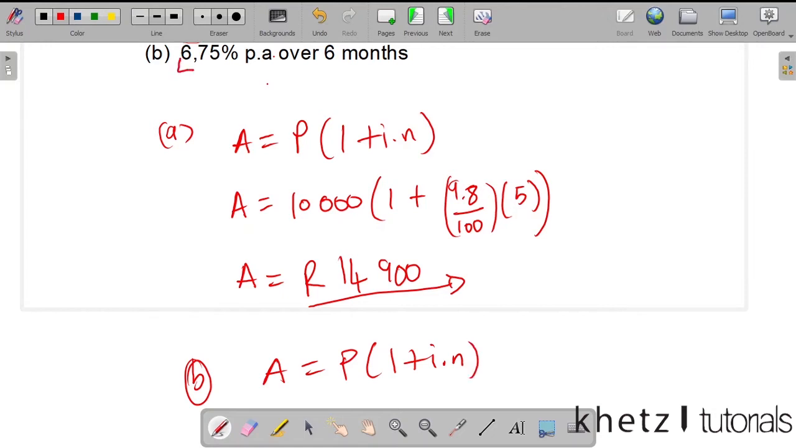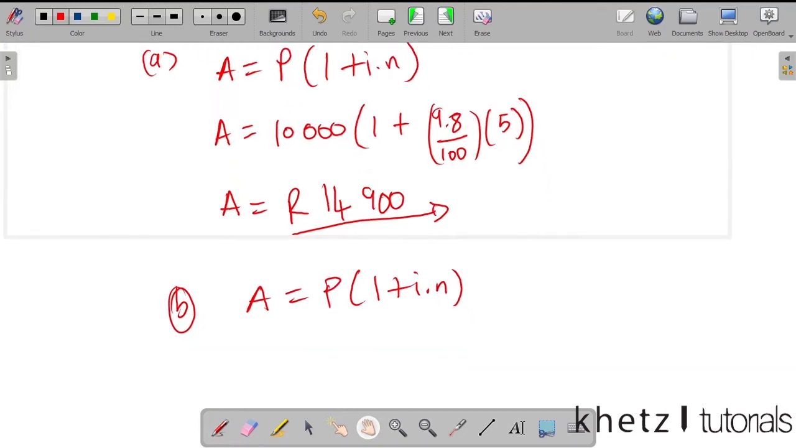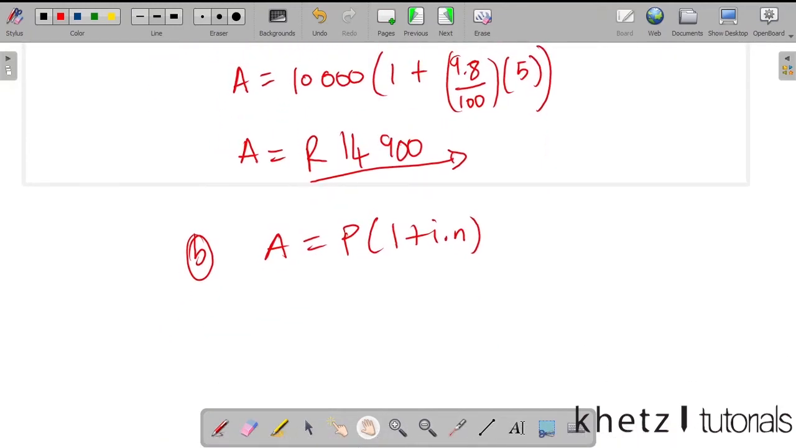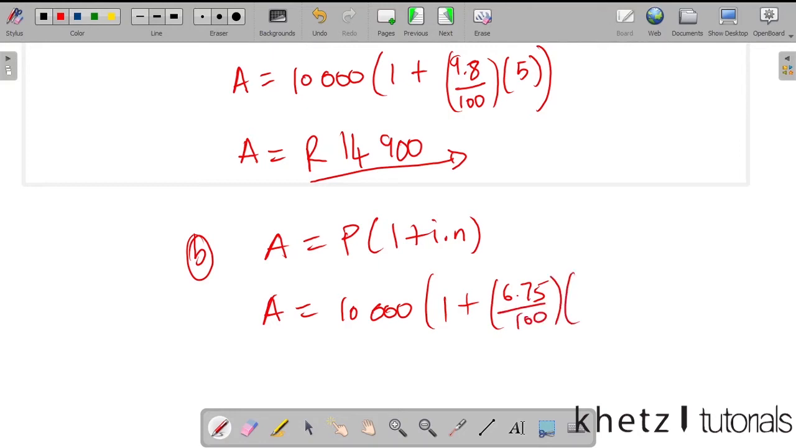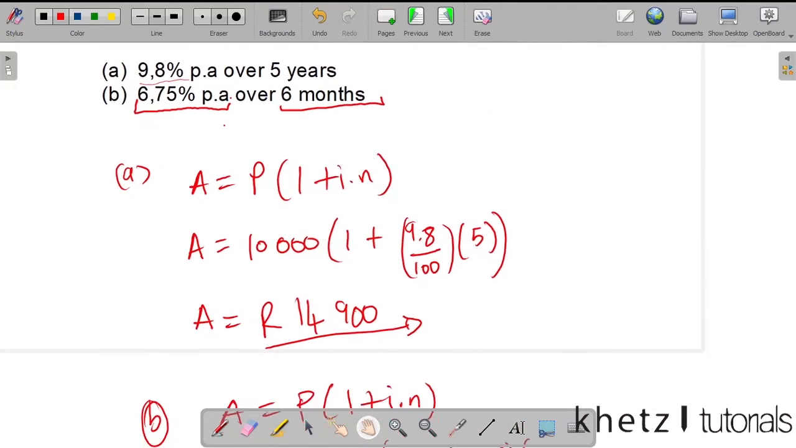So if we are given 6.75% per annum over 6 months, how much would we have after 6 months? That is what the question is asking for. And if you remember from our description of the formula, you have your principal over there, which is what you put in the investment. You have 1 plus, then your interest rate, in this case 6.75 divided by 100. And n would be your number of years, but now we're told the investment only lasts for 6 months.